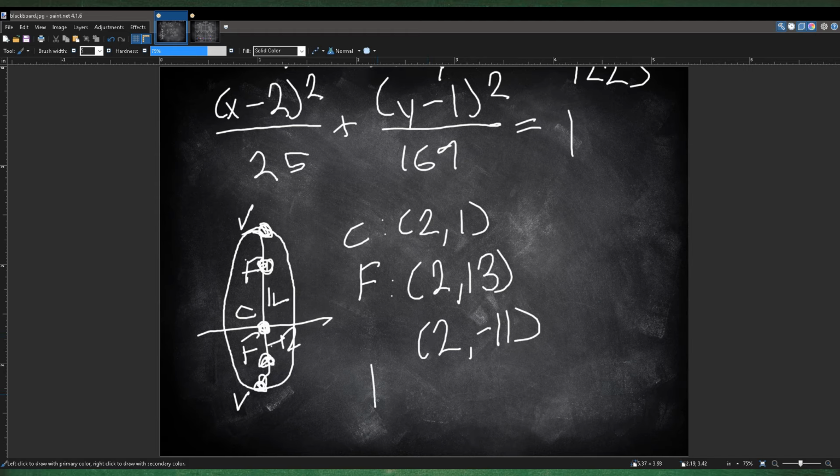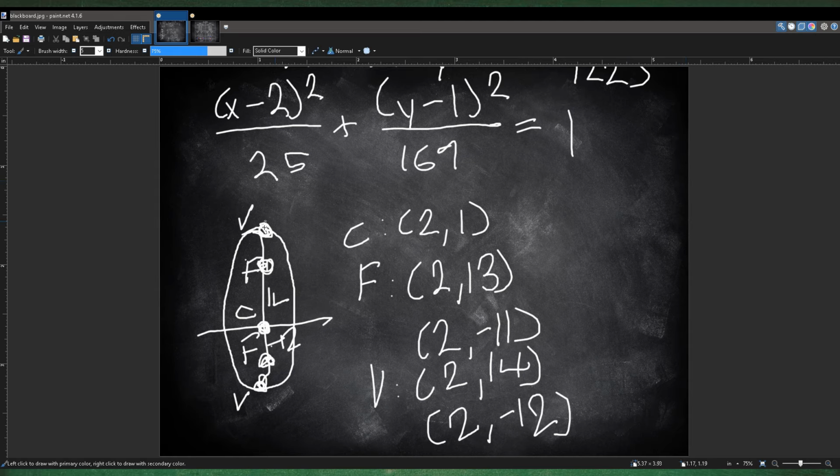And now you have the vertices. The vertices use the number that's the greatest going down. So the greatest is 169, and the square root of 169 is 13. So you put vertices up here. 2, 1 plus 13 here, so that's 2, 14. And subtract 13, which is 2, and 1 minus 13 is negative 12. So that gives you the entire points. So it's basically just that simple. That's how you do it all the time.